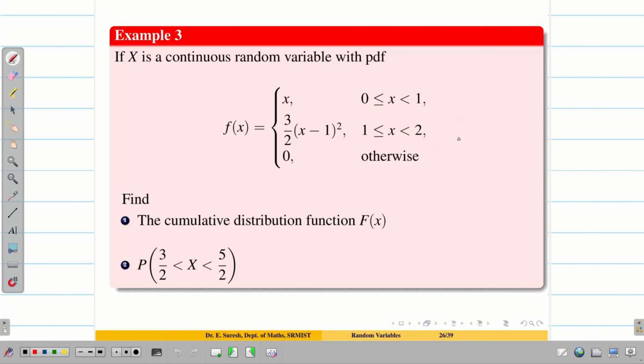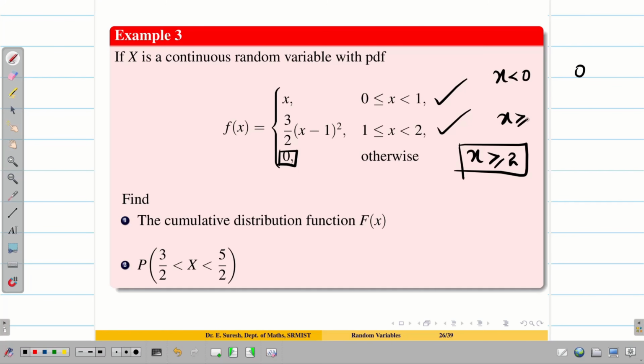Now we have to go to the question and check what is happening when x is greater than or equal to 2. Between 0 to 1 it is x. Between 1 to 2 it is 3 by 2 into (x minus 1) whole square. 0 otherwise. That means when x is less than 0 the function is 0. When x is greater than or equal to 2 the function is 0.